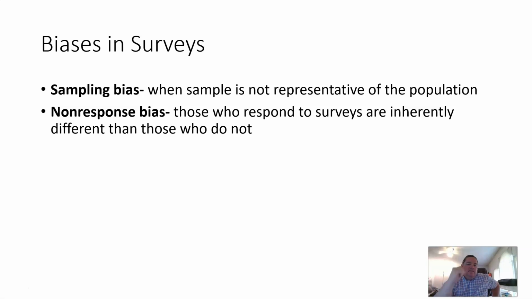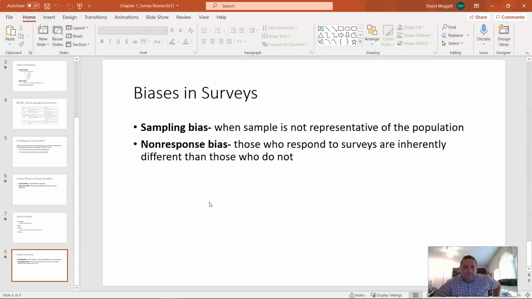Sample biases, when the sample is not representative of the population, and non-response bias, those who respond to surveys are inherently different than those who do not. So that's important to remember. And that was survey.